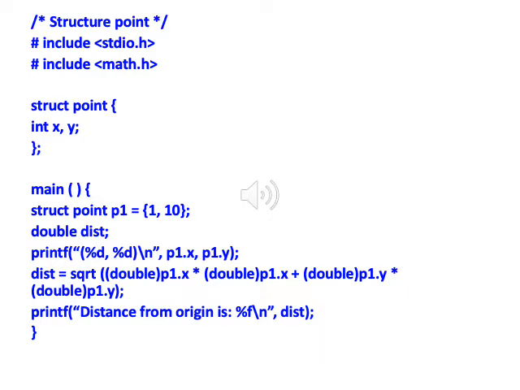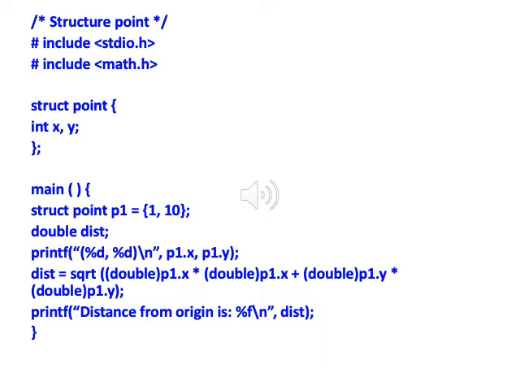Now, as you can see, the first thing we do is define our point structure, or point complex data type. We have the keyword struct followed by the name of the structure, and then within curly braces we have the two member variables, both of them ints, and then finally we end the closing brace with a semicolon.